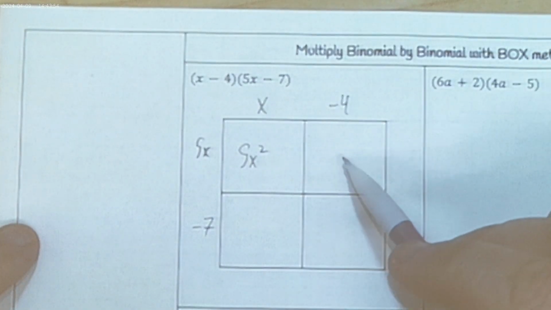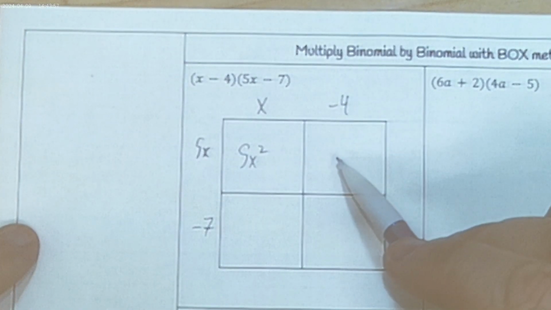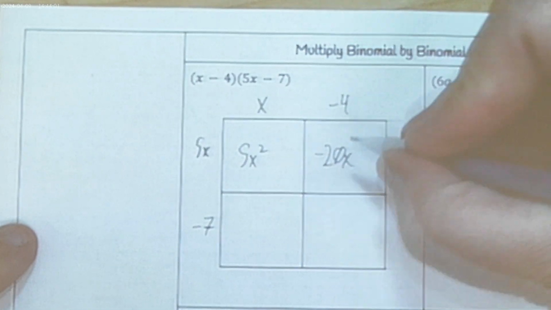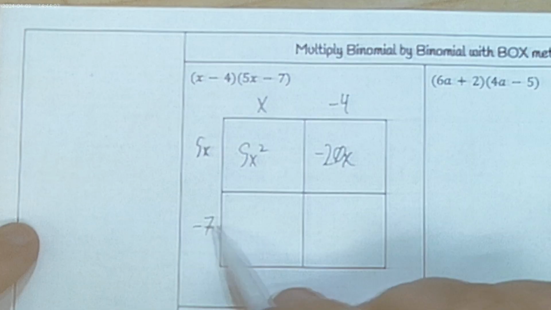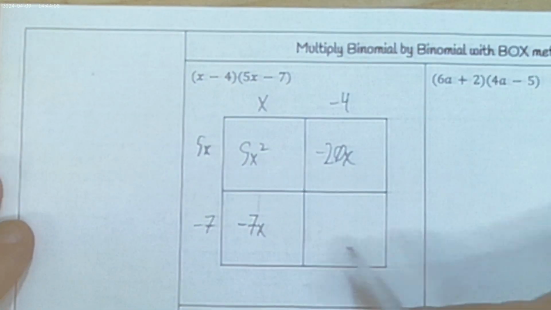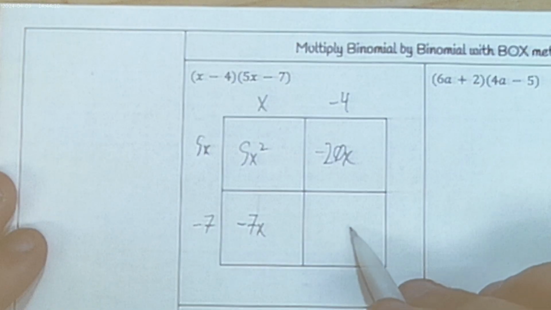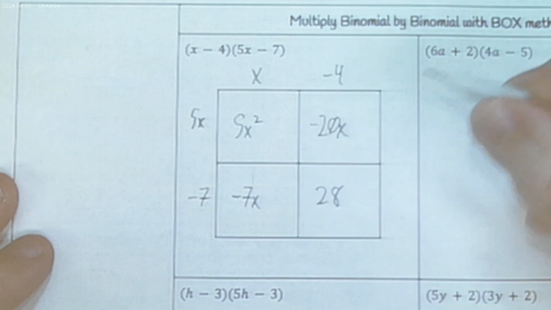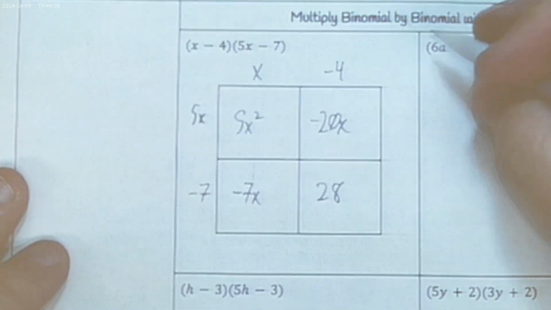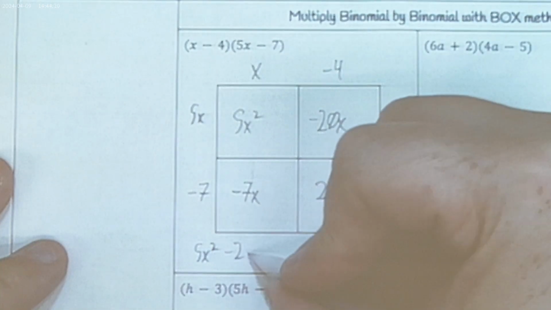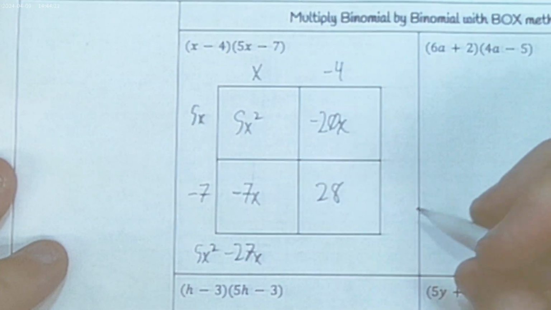This one is going to be 5x times -4, so -20x. This one is going to be -7 times x, so -7x. And then this last one is going to be -7 times -4, which is 28. And then the final answer is going to be 5x squared minus 27x plus 28.